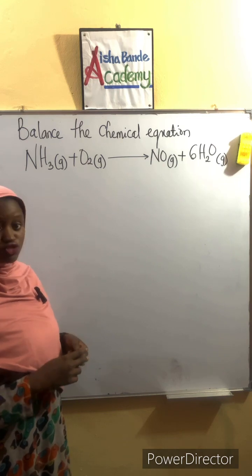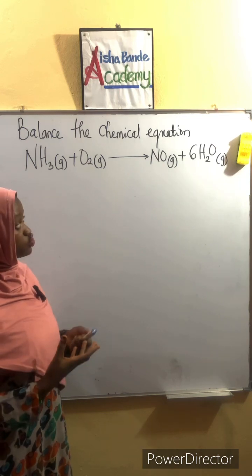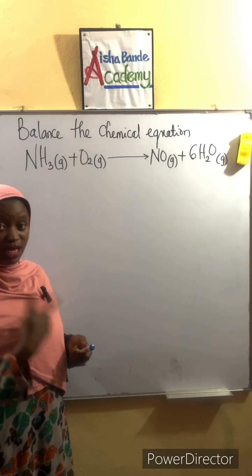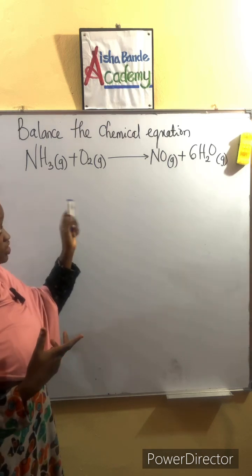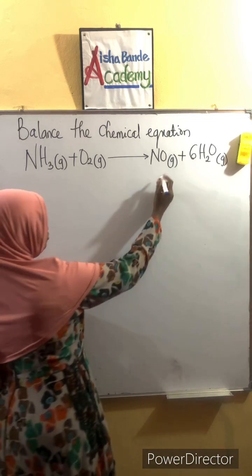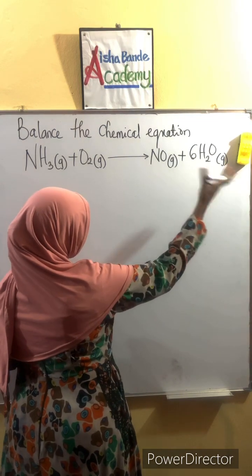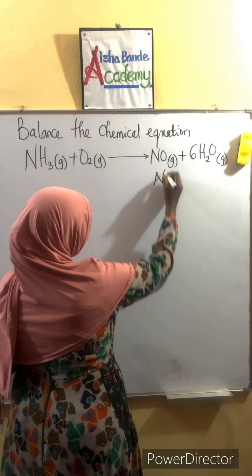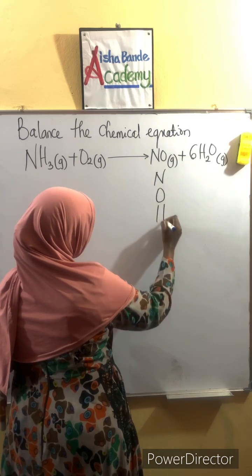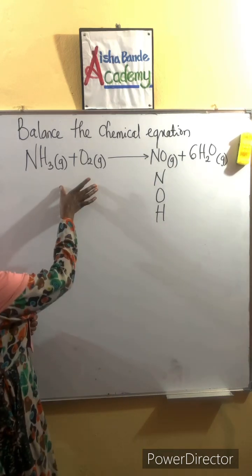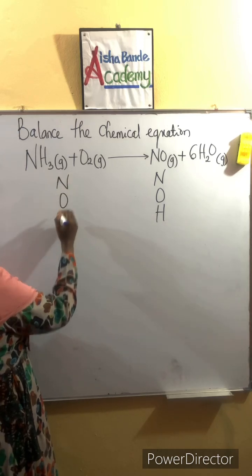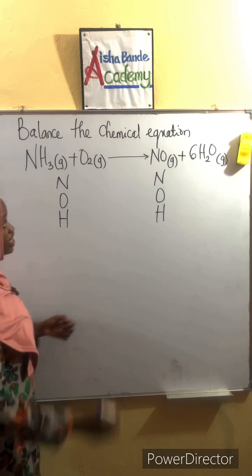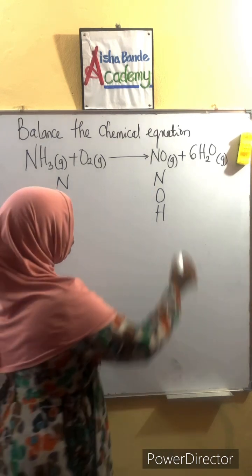I advise my students, the first step is to bring out all the elements in the equation. So here at the products, that is the right hand side, we have nitrogen, oxygen, and hydrogen. At the left hand side where we have the reactants, also we have nitrogen, oxygen, and hydrogen. So let's check how many nitrogens we have at the right hand side.